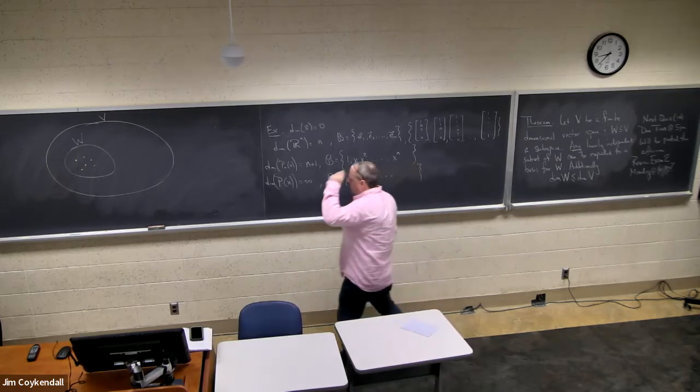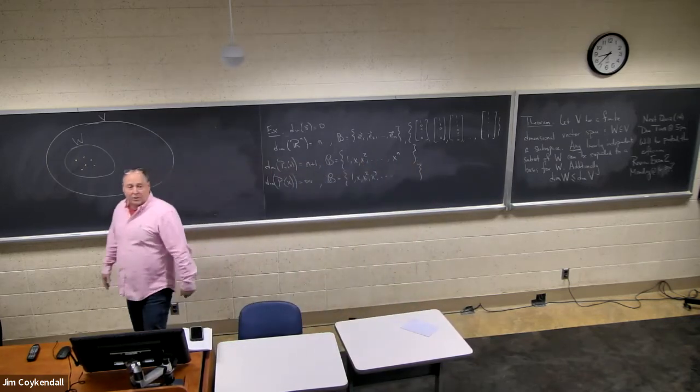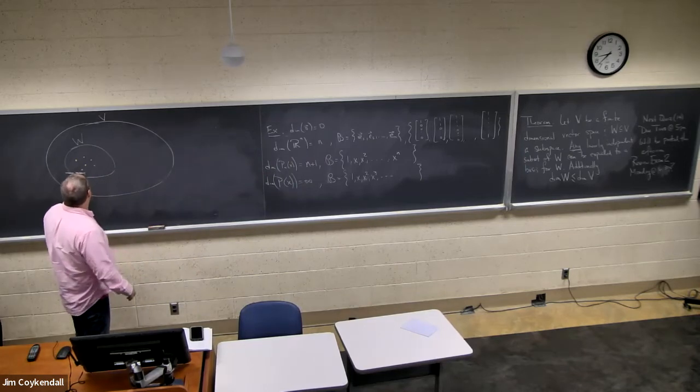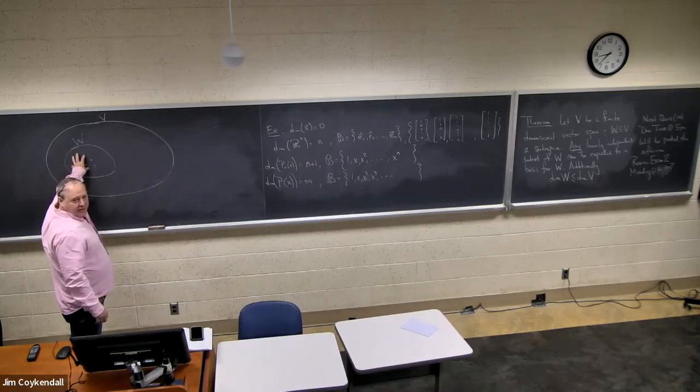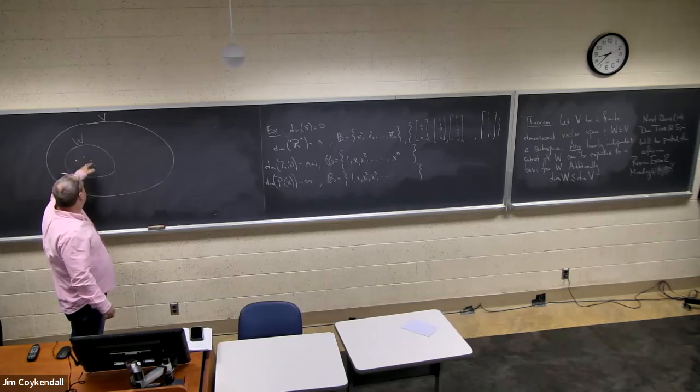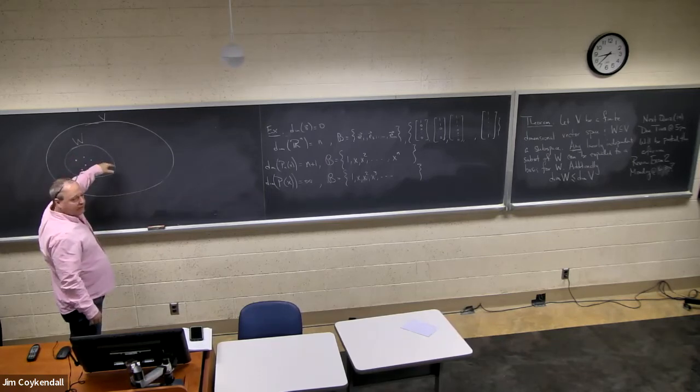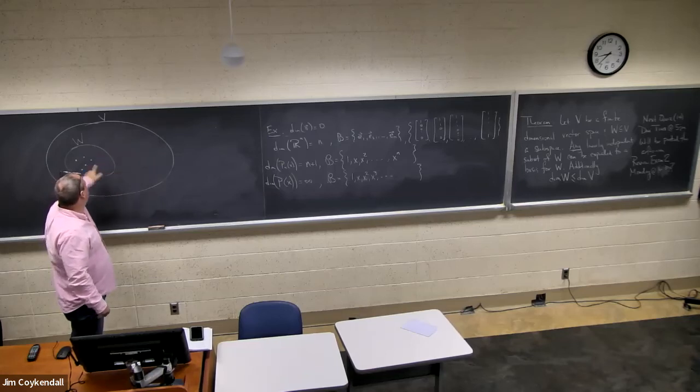Okay. In particular, let me also point out that if you have a linearly independent subset of W, you can keep adding stuff in until you get a basis of V, but you might have to put in some extra vectors that are outside of W.